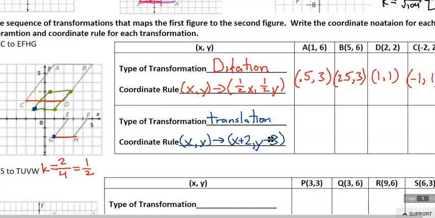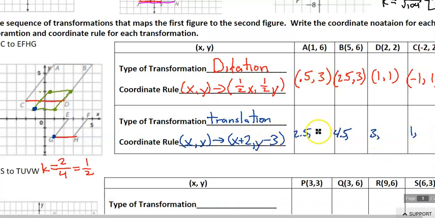So lastly, go ahead and apply this transformation to each of these. So I'm going to add 2 to each of the x's. So 0.5 plus 2 would be 2.5. 2.5 plus 2 would be 4.5. 1 plus 2 would be 3. And negative 1 plus 2 will be 1. And next, do the same thing for each of the y values and subtract 3 from it.